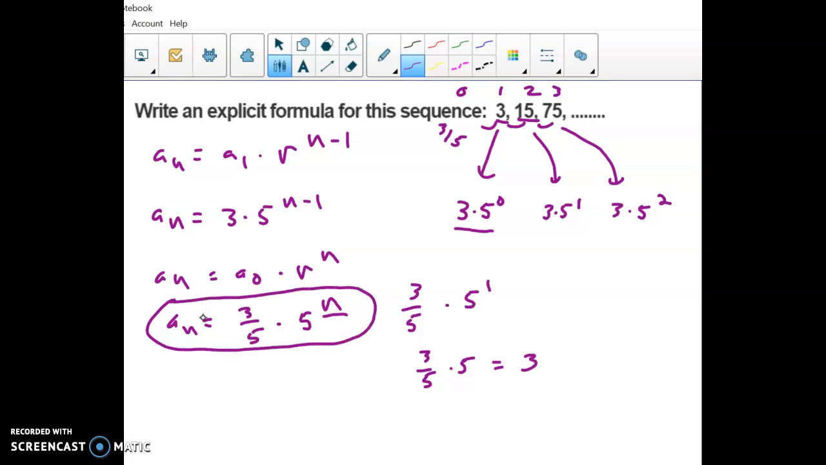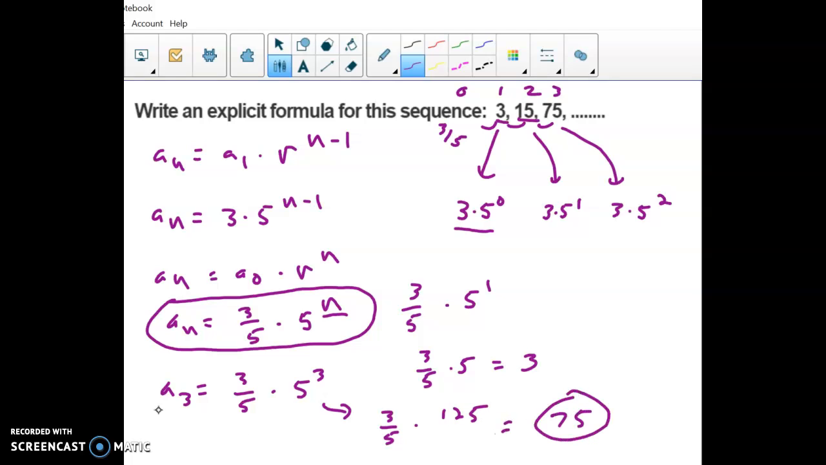But like you said, you can always check by plugging it in. If I want to make sure that this is right, the third term should be 75, so a sub 3 should be 75. If I do 3/5 times 5 to the third, and crunch that on my calculator, 5 to the third is 125, and 3/5 times 125 gives you 75. That's a really good way to check and hopefully help you figure out that one of these would be the right answer. I don't remember what the multiple choices look like, but one of those two should be right.